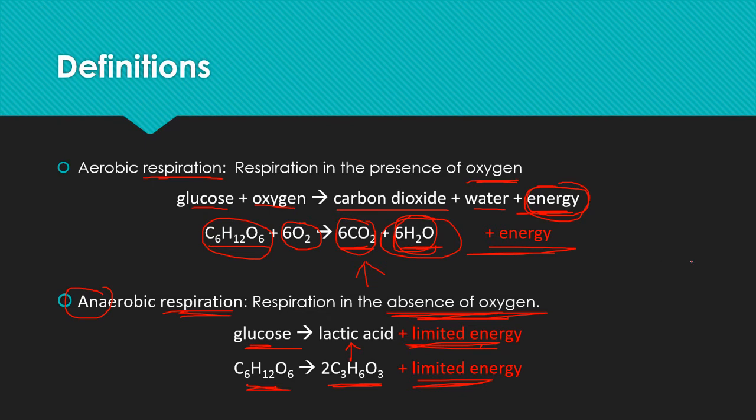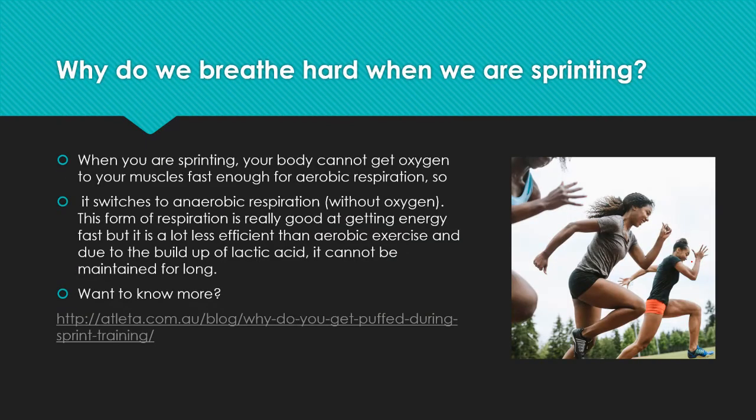So when would our bodies need to carry out anaerobic respiration? Why do we breathe hard when we're sprinting? When you're running fast, maybe a bear is chasing you, your body cannot get oxygen to your muscles fast enough to carry out aerobic respiration. So it switches to anaerobic respiration. This means respiration without oxygen.